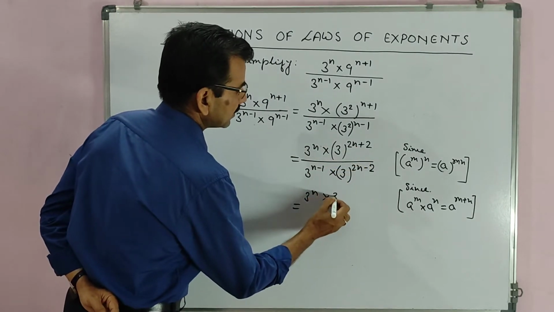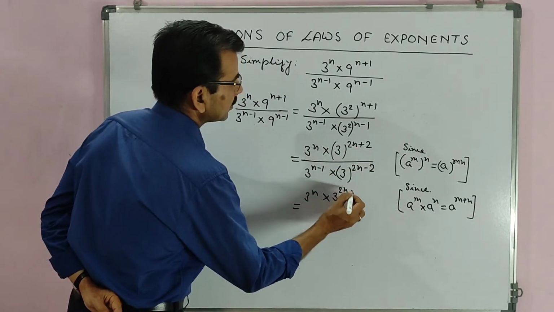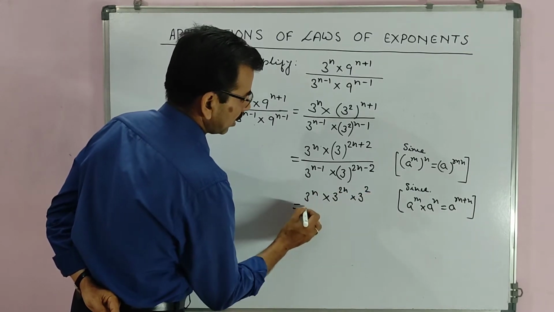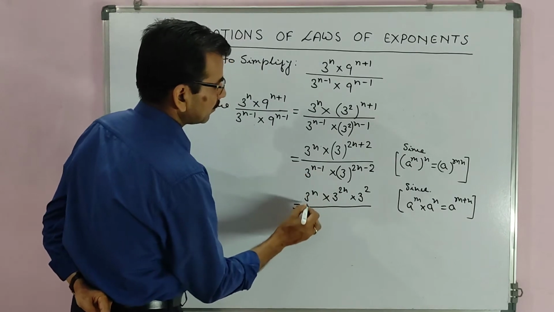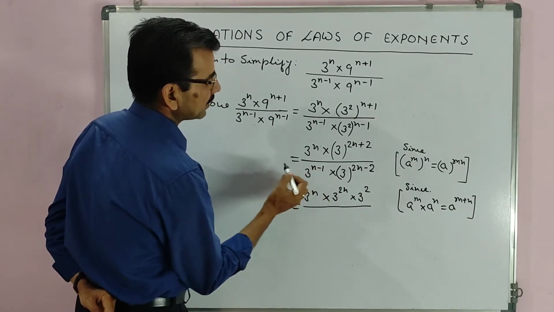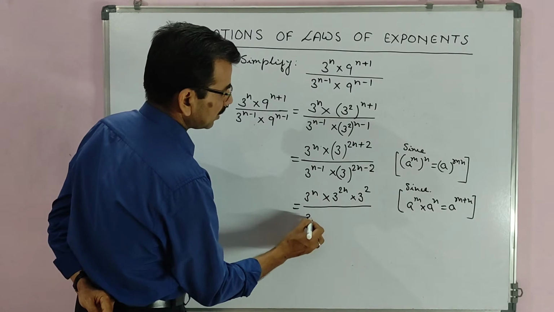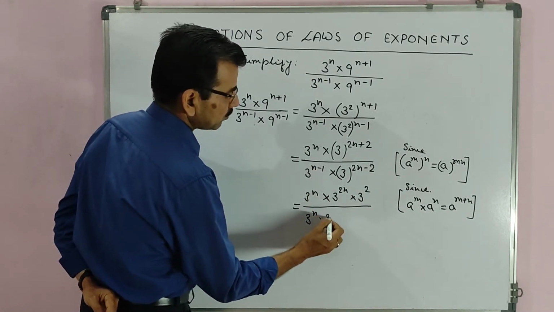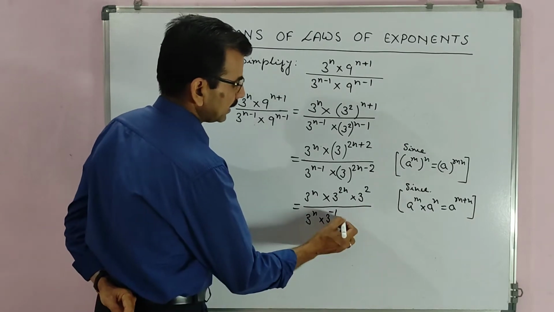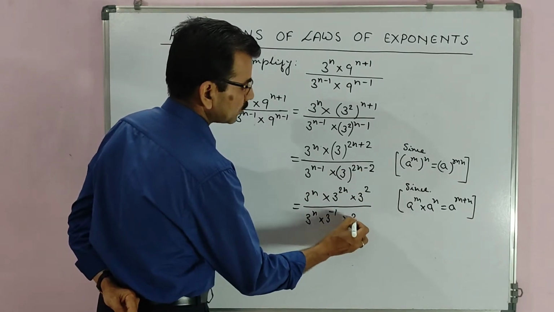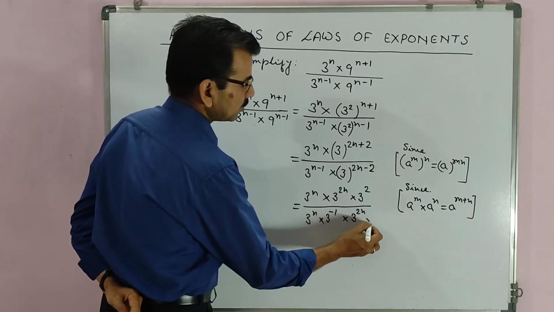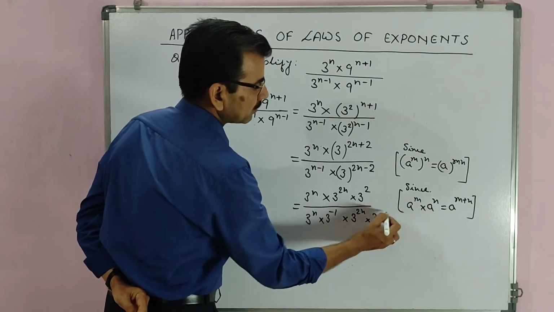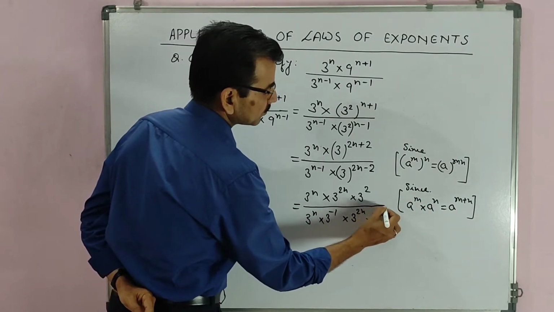So let us write here 3 raised to power 2n into 3 raised to power 2, upon, denominator we are writing here, this also we can break at the same time, 3 raised to power n into 3 raised to power minus 1 into 3 raised to power 2n into 3 raised to power minus 2, by keeping this law in mind. Okay?